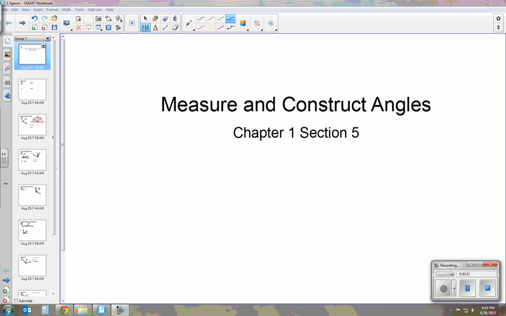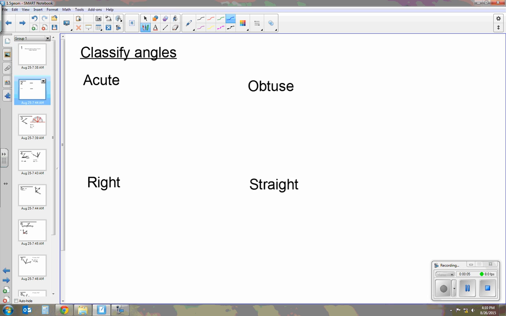Today I'm going to be talking about measuring and constructing angles. Now the first thing that we have to go over is how to classify an angle. You probably already have learned this, so this is just a basic review. An acute angle is going to be less than 90 degrees.